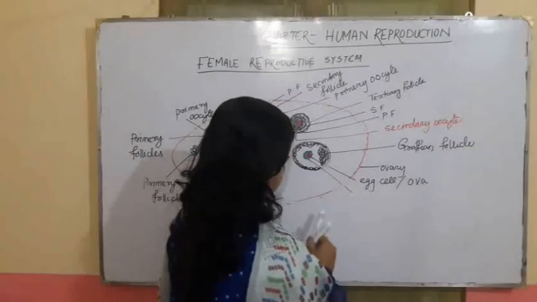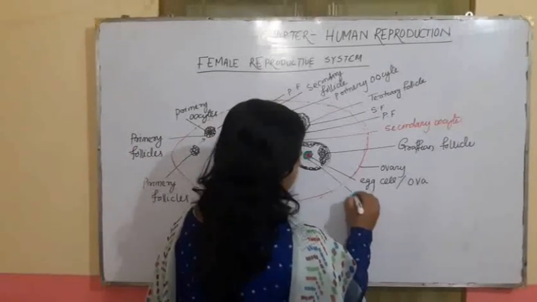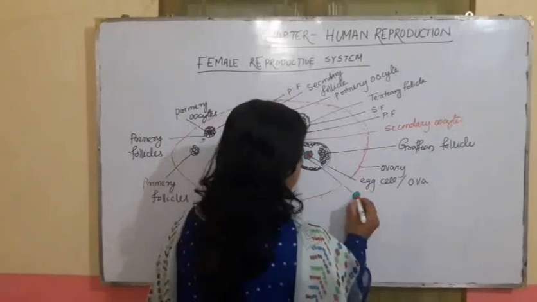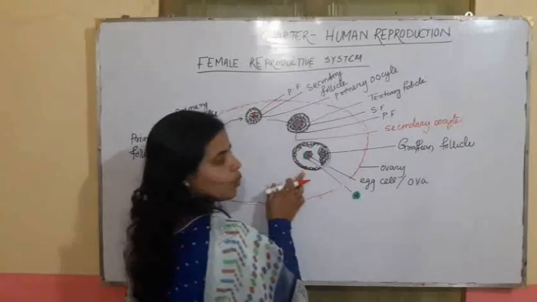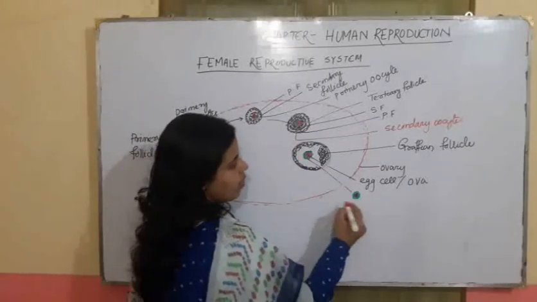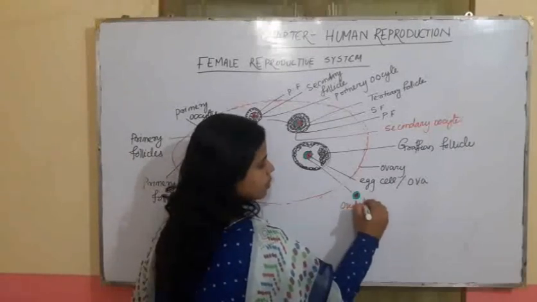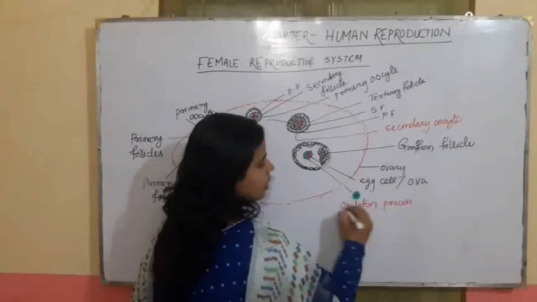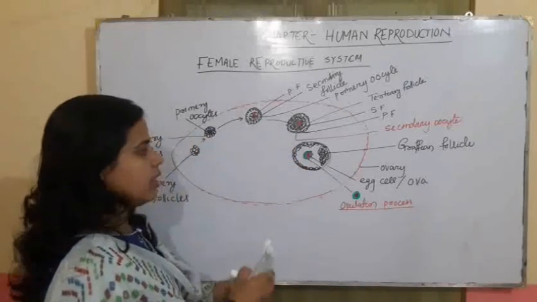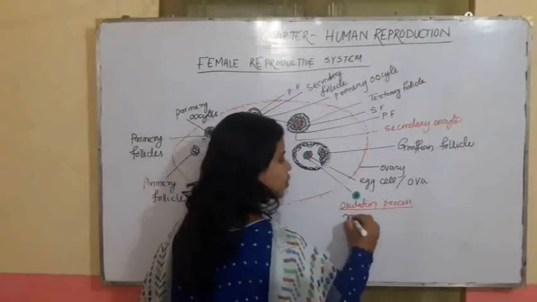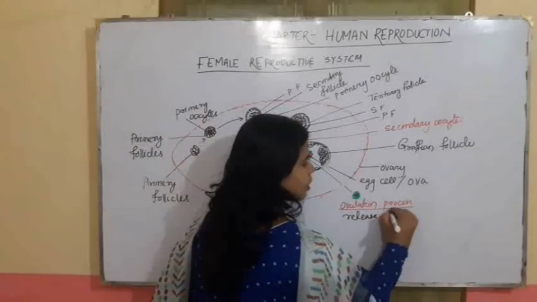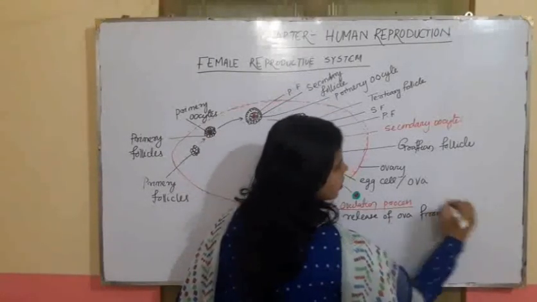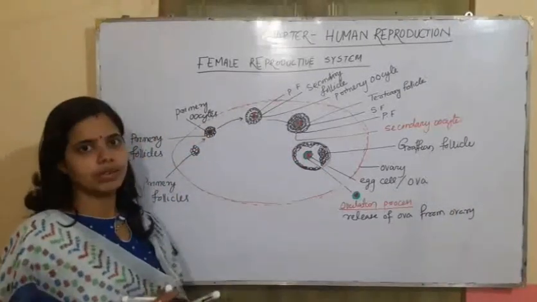Okay, here also the same. So now it is out of the cell. Such a process, where the ova is released out of the cell, is called what? The ovulation process. Okay, what is the ovulation process? Release of ova from the ovary is now called the ovulation phase.